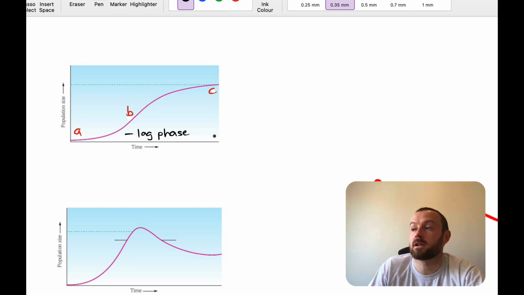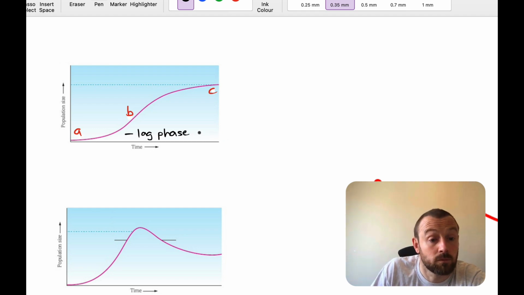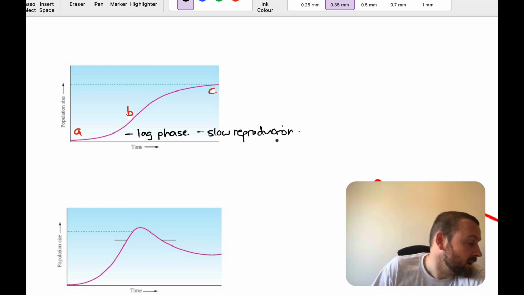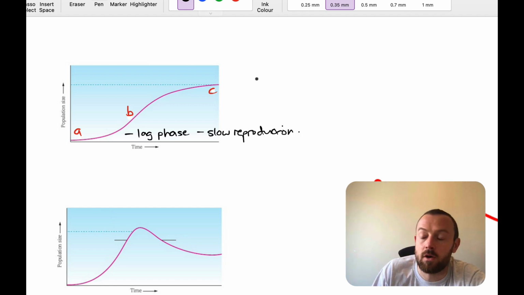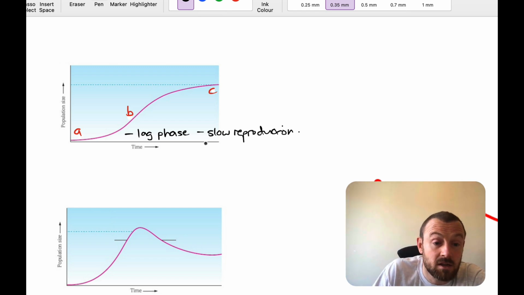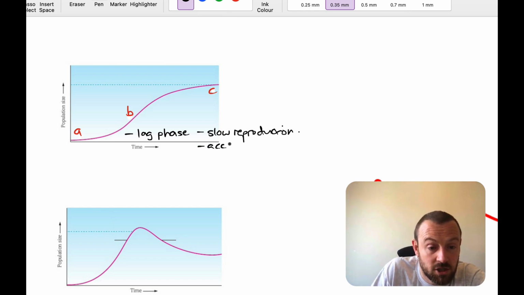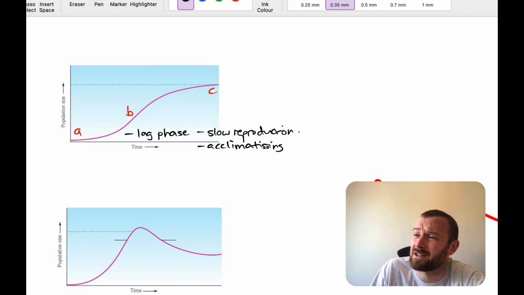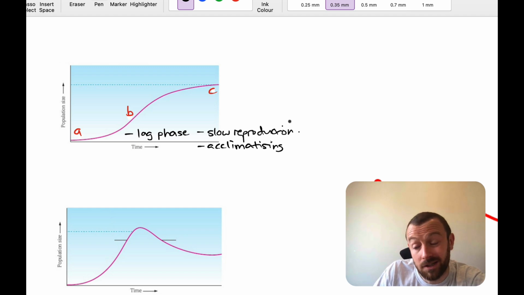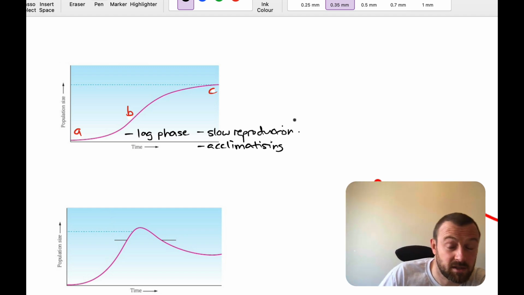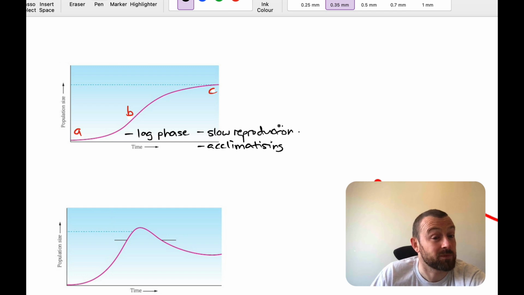And in this lag phase, reproduction is slow. It might be that organisms are getting acclimatized to an environment. So let's just write acclimatization, and that means getting used to. And if we're thinking about larger animals wandering around a large new habitat they just reached, it may be that they're struggling to find reproductive partners, struggling to find mates, so it's just taking a while for reproduction to occur.